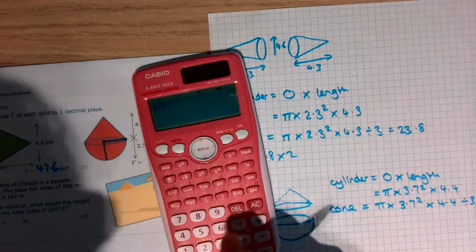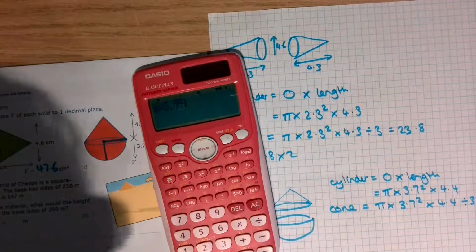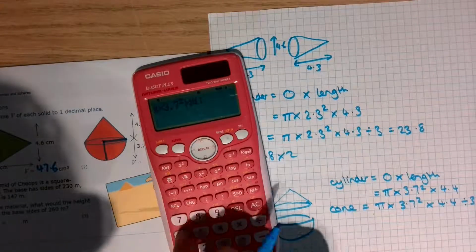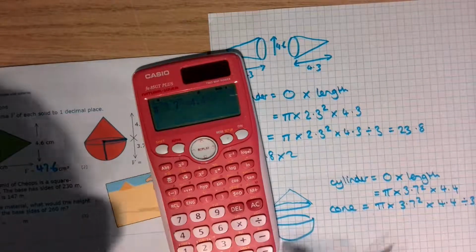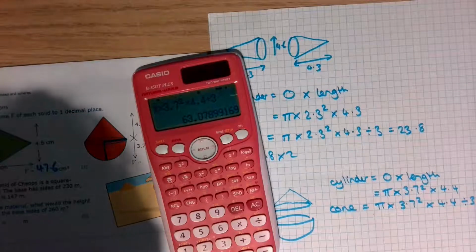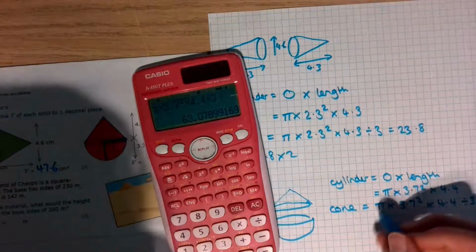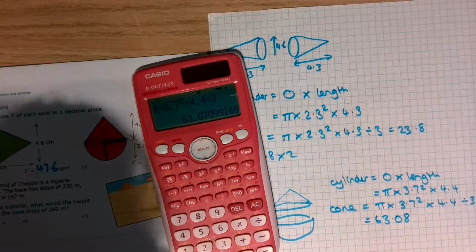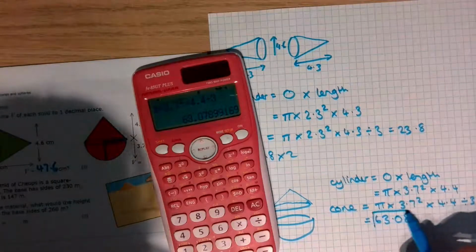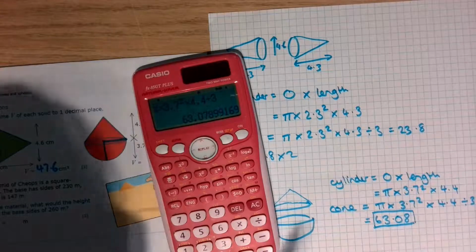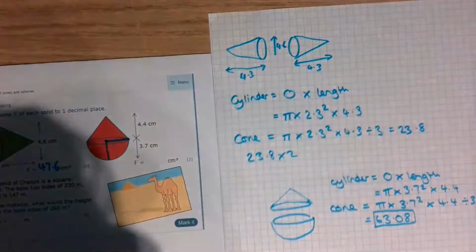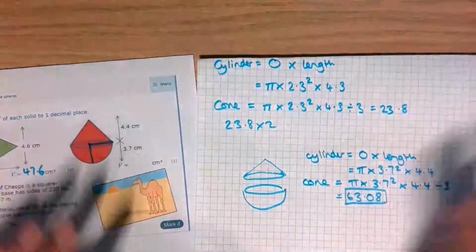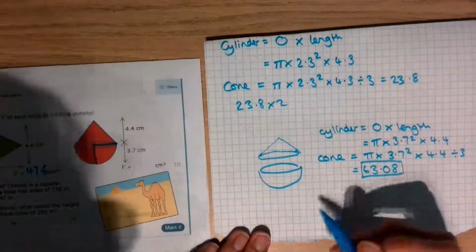Pi times 3.7 squared times 4.4 divided by 3 is 63.08. I'm going to need that in a minute. I'm just going to draw a box around that. Okay, so it's not my answer, that's just the cone. Now let's think about the hemisphere. Before we think about a hemisphere, let's think about a whole sphere.